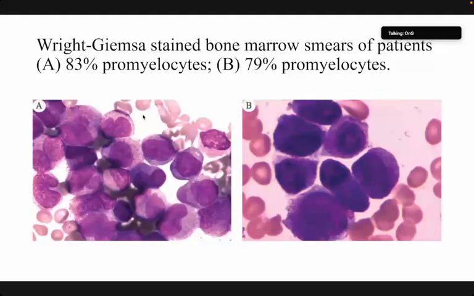So this is an image of a bone marrow smear of two patients, A with 83% promyelocytes, and B with 79%. So it's more than 30%, which is suggestive of APL.